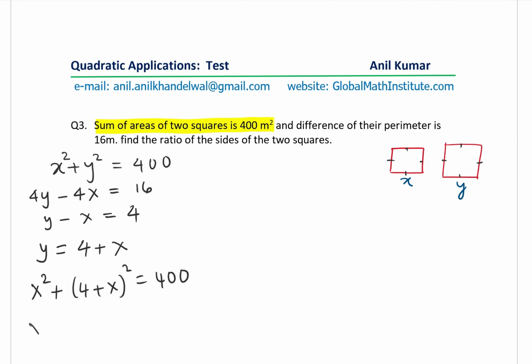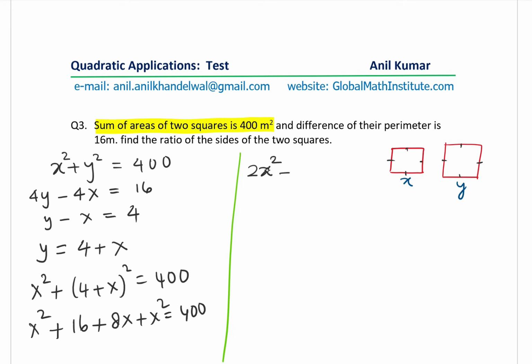Now that's a quadratic equation. We can expand and simplify. So we get x squared plus 16 plus 8x plus x squared equals 400. So let's solve this equation. On the left side we get 2x squared plus 8x plus 16 minus 400 equals 0, right? Which can be written as 2x squared plus 8x, 400 minus 16, so you can take away from 10, from 9, 384 equals 0.